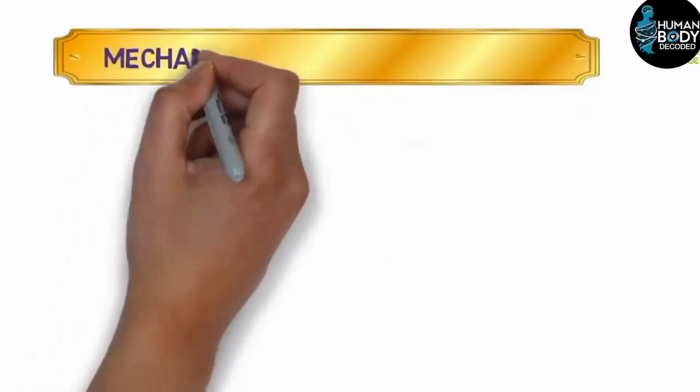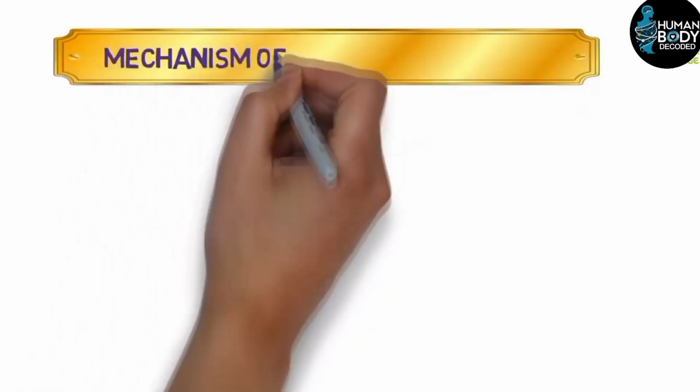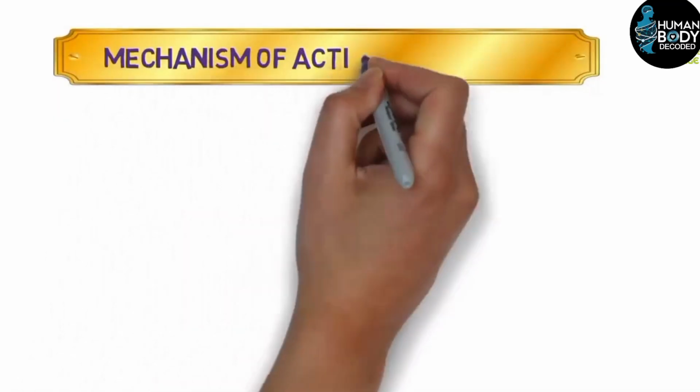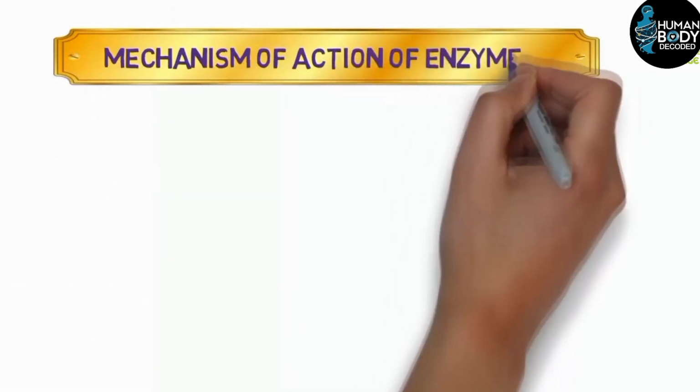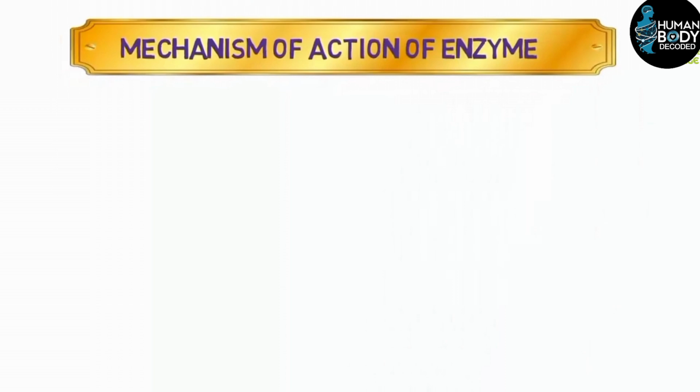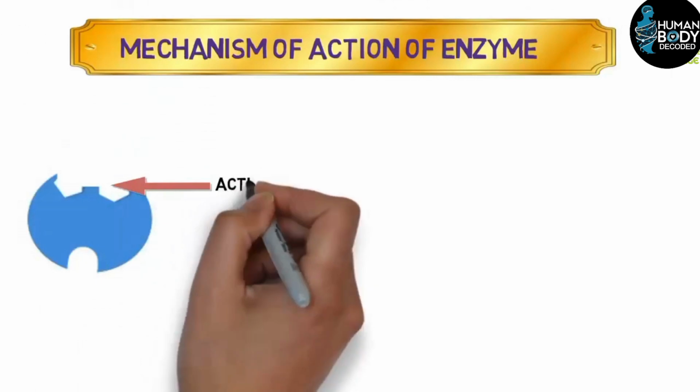Today, we will study the mechanism of enzymes. How do enzymes perform their functions? How does the mechanism of enzyme action work? As you can see here, this is an enzyme, and this part is the active site of the enzyme.